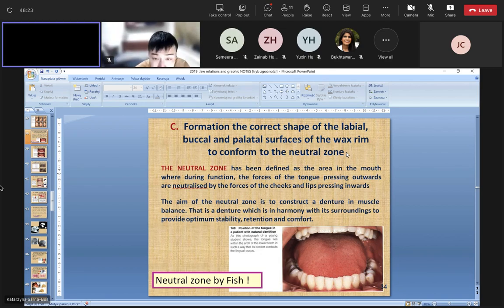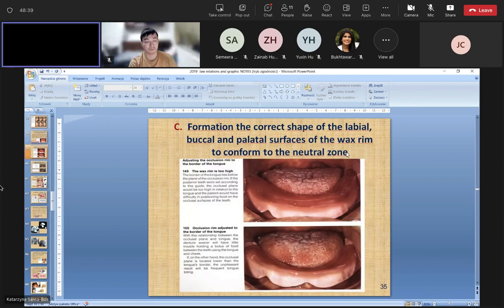The aim of the neutral zone is to construct a denture in muscle balance. That is a denture which is in harmony with its surroundings to provide optimum stability, retention, and comfort. And we can notice here on those pictures, at the top of this picture, the wax rim is too high and too wide. The border of the tongue lies below the plane of the occlusal rim.